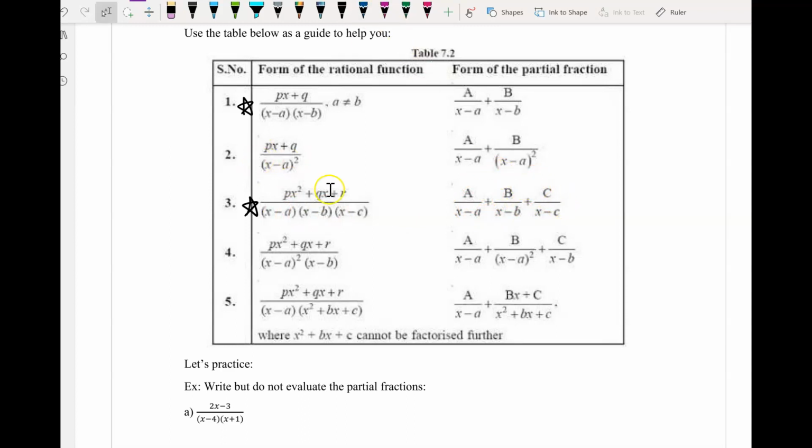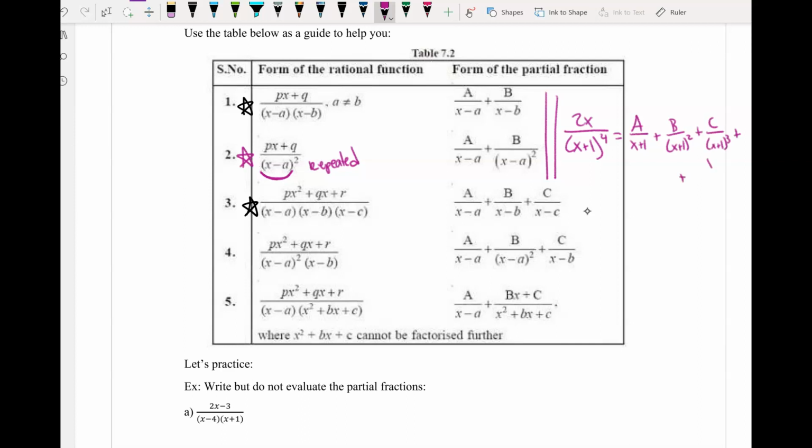Now here is the new one. If you have a repeated factor, a multiplicity, the way we do it is we write the first one as A over (x - a) to the first power plus B over (x - a) to the second power. Similarly, say you had something over (x + 1) to the fourth power, with 2x up there. Then we're going to have a term with (x + 1) to the first power, then (x + 1) to the second power, (x + 1) to the third power, and another with (x + 1) to the fourth power. So we continue adding fractions until we reach the full repetition.